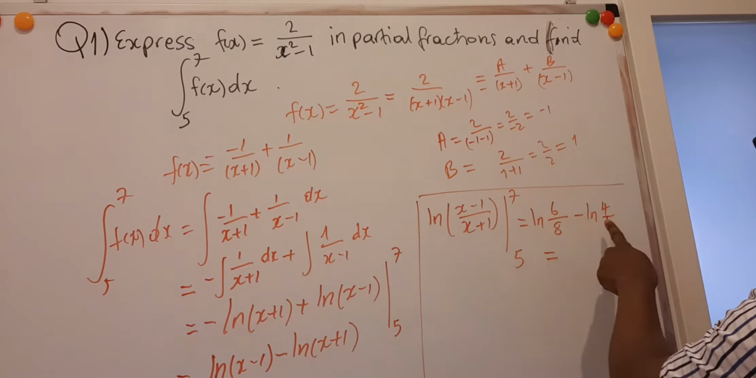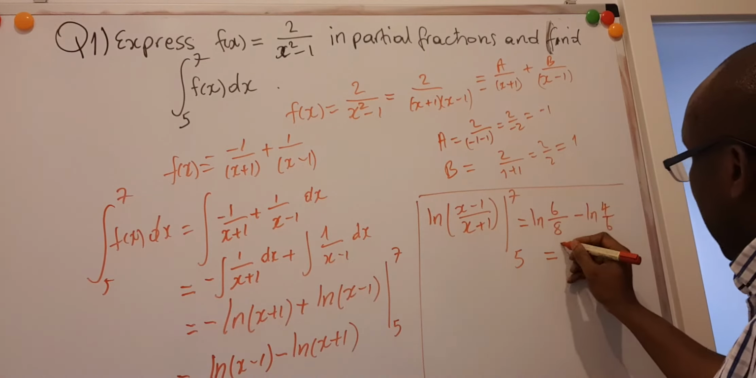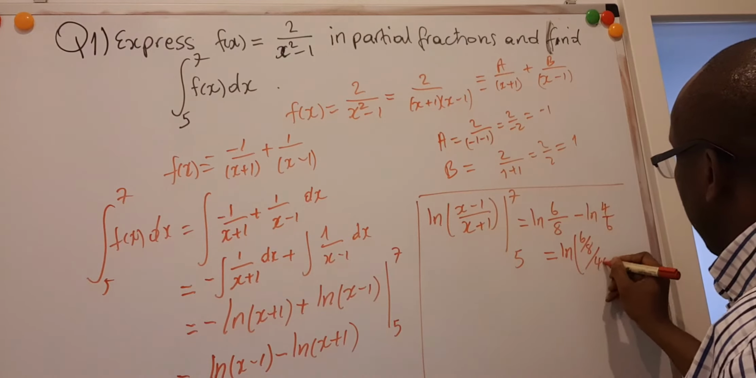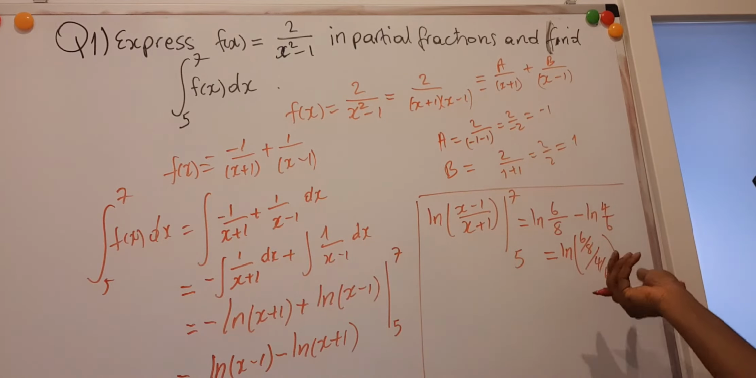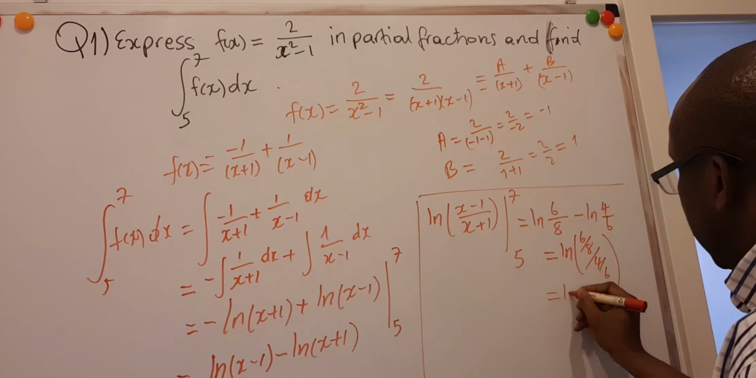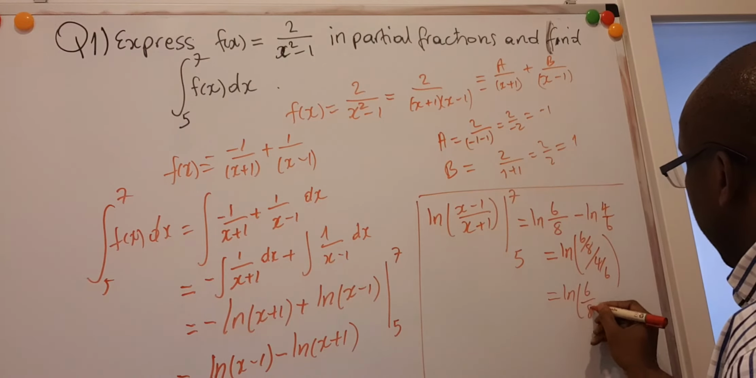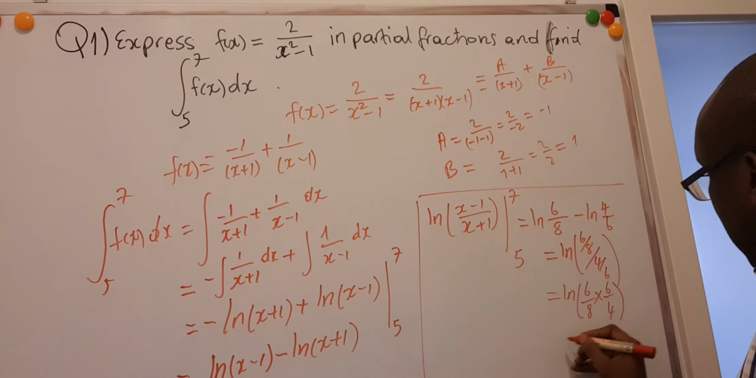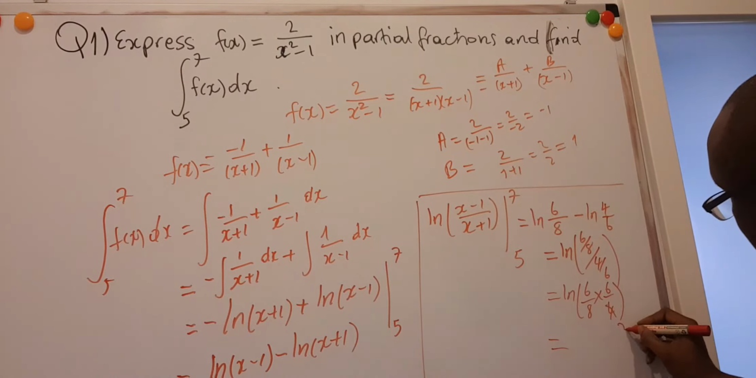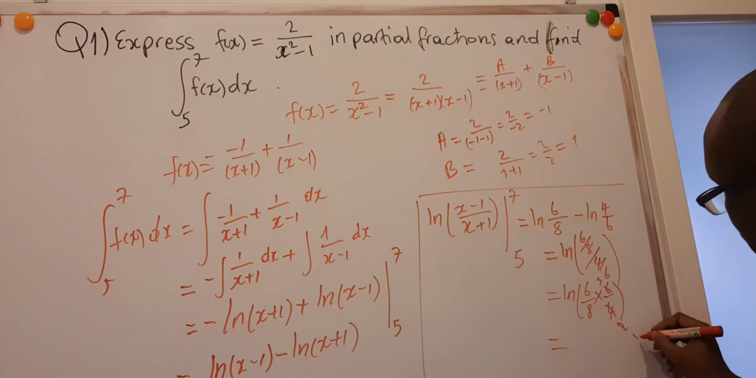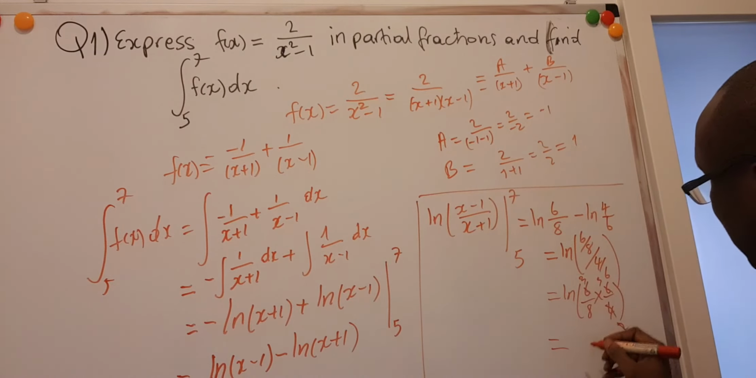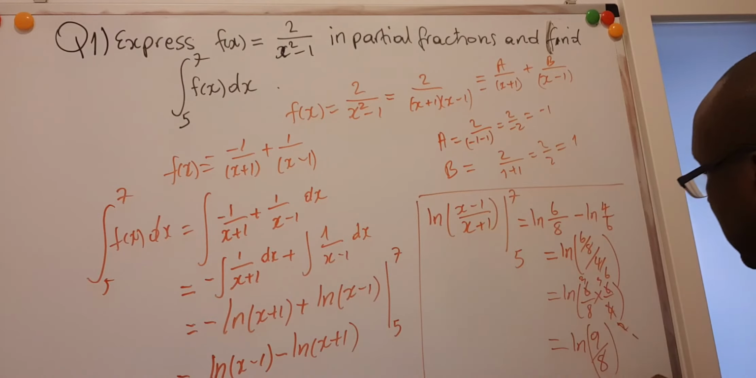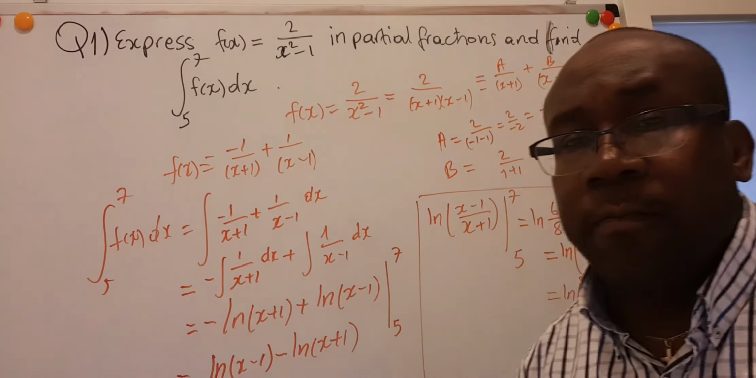So here you would see that these are also a difference of two logs. So normally I would write this as ln of 6 on 8 divided by 4 on 6. But this is like multiplying and inverting. So this is the ln of 6 on 8 times 6 on 4. If you arrange that well, 2 into 2, 2 threes, 2 into 1, 2 threes. So 3 times 3 is 9, and that's 9 on 8. And that is the integral.